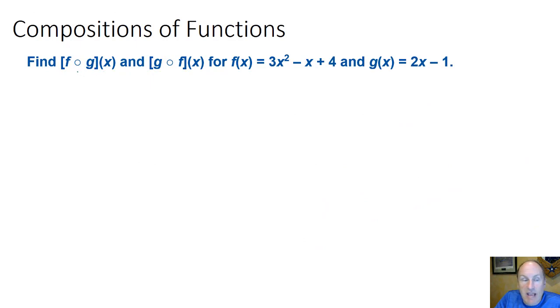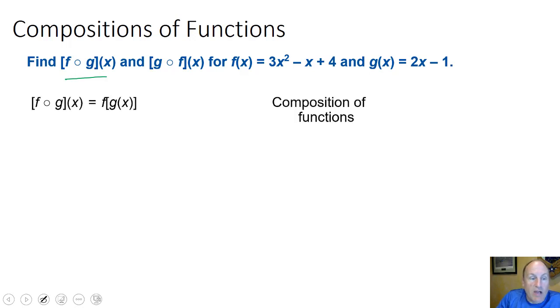So we're asked to find f of g of x and g of f of x for f of x equals 3x squared minus x plus 4, and g of x equals 2x minus 1. Okay, we'll focus on this first part and take care of that first. F of g of x. Well, f of g of x means f evaluating g of x as its input. It's a composition of functions with g of x as the input.